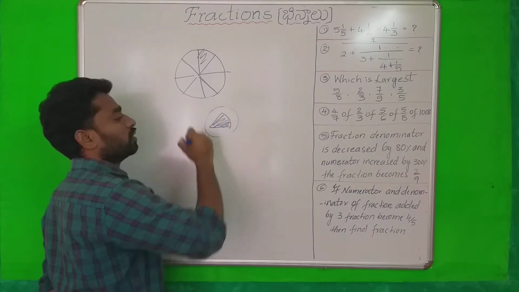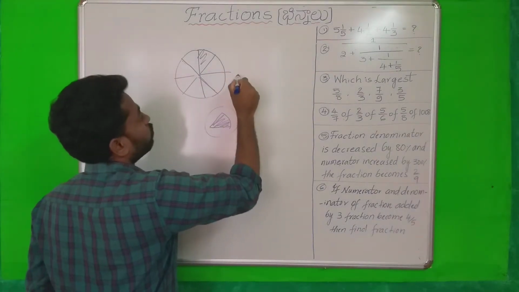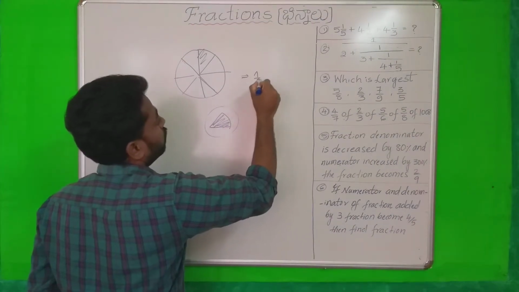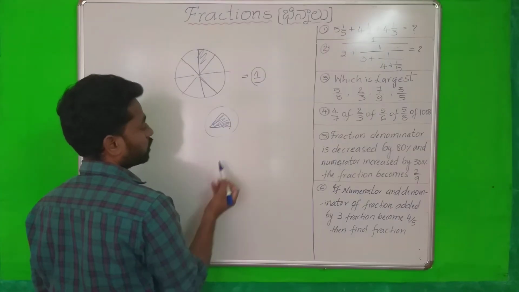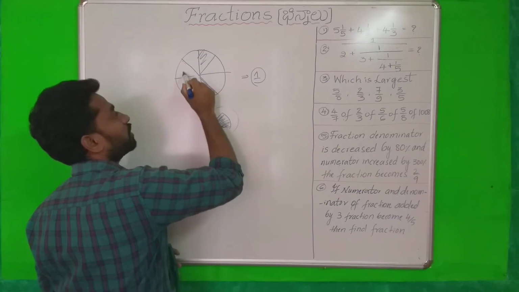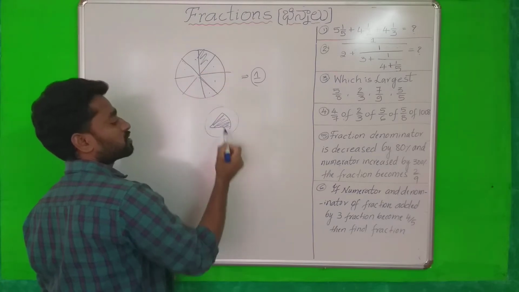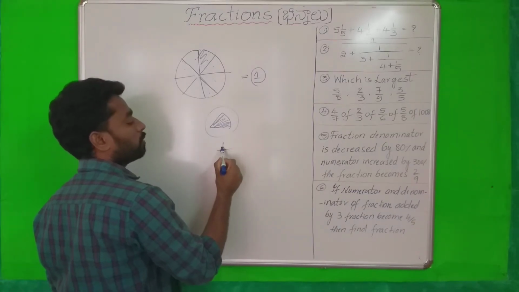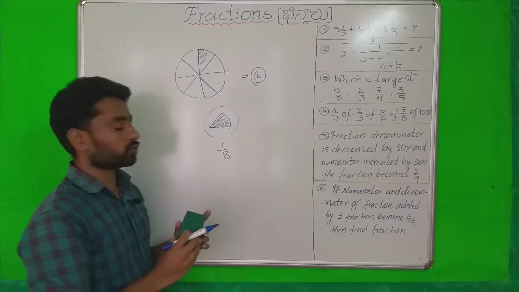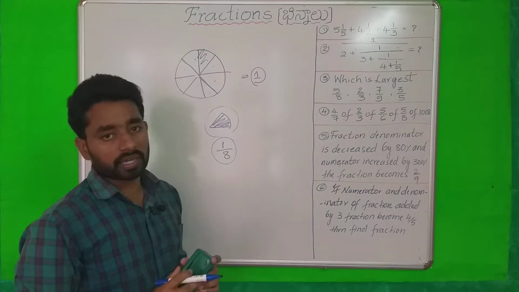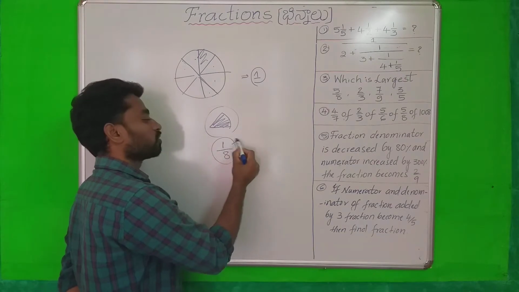This total cake we can say is 1. From this we have taken some part. How can you represent it? I divided it into 8 equal parts, and out of the 8 parts I have taken only 1, so we can write 1 by 8. This is called a fraction.